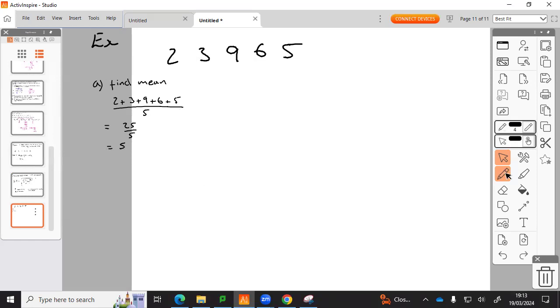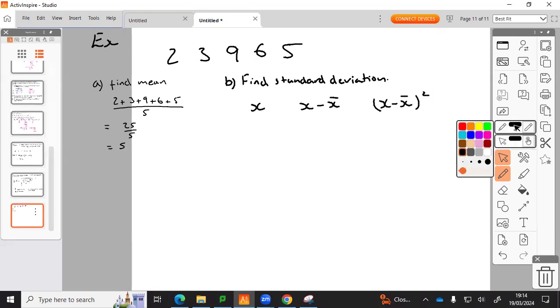Then you get asked to find the standard deviation. Now to do this, you set up a little table. So X is your first column. X minus X bar is your second column. And X minus X bar squared is your third column.